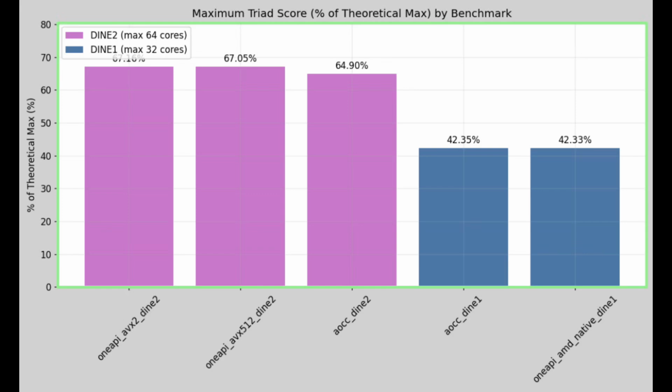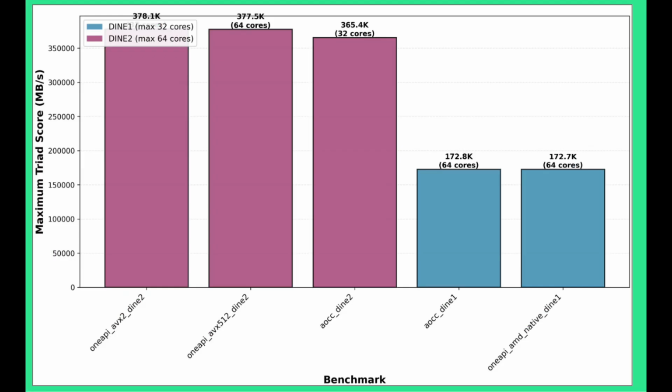We'd like to leave you with our theoretical percentage of peak performance quoted, which was 67% at most for Dyne 2 and 42% at most for Dyne 1, and our raw best scores, which were 370,000 for Dyne 2 and 172,000 for Dyne 1.